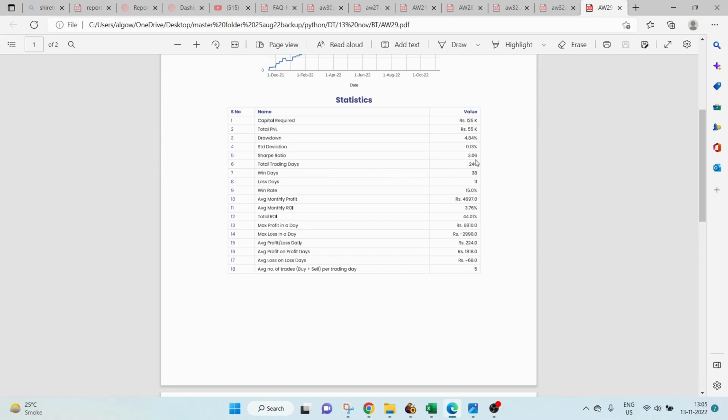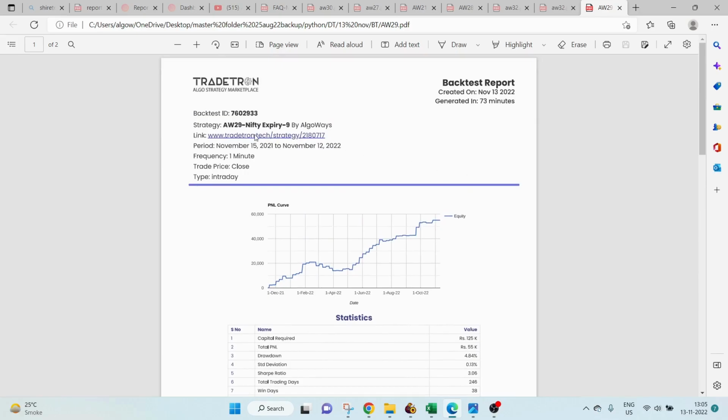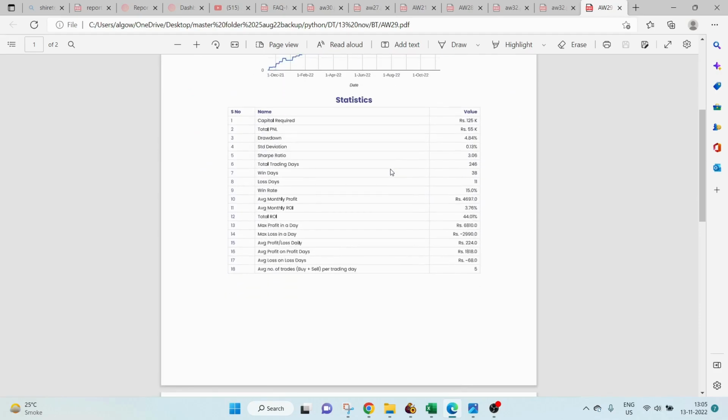So that is the period which I have mentioned in the backtest, that is 15th November to 12th November. Total trading days were 246. But if you see the win days and losing days, win days is 38, losing days is 11. So the trading, because of the expiry specific algo, has been only in 49 days out of 246.